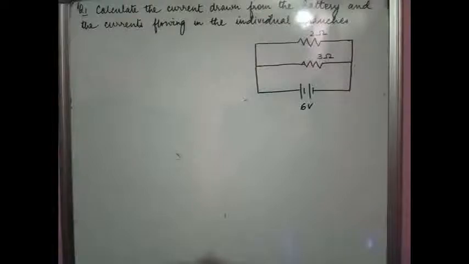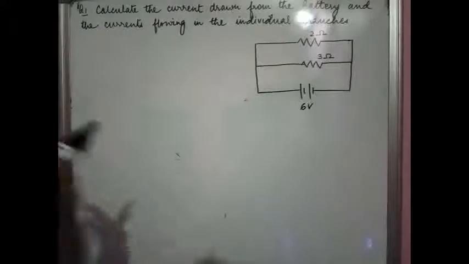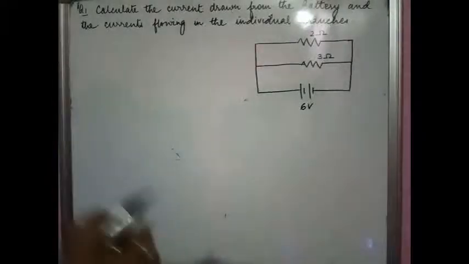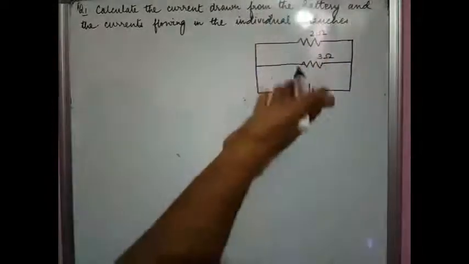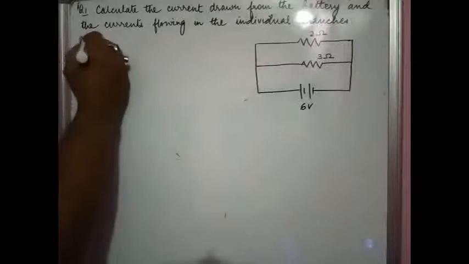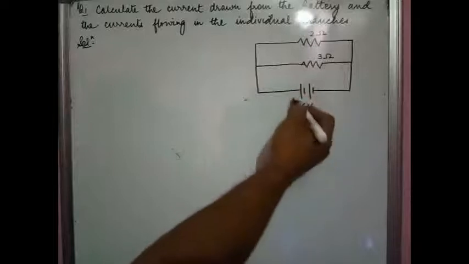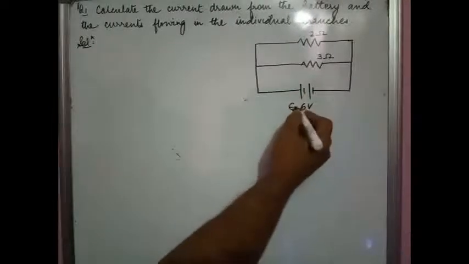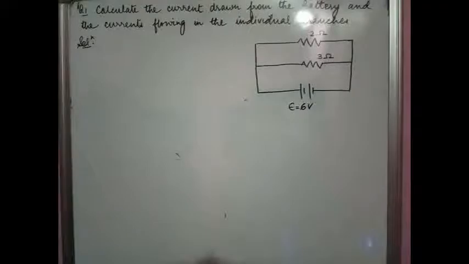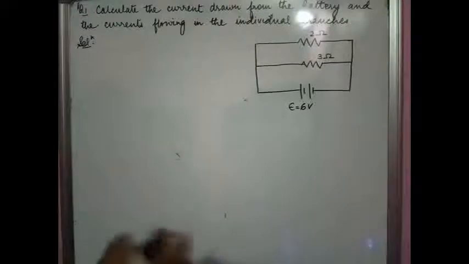Calculate the current drawn from the battery and the currents flowing in the individual branches. Now let us understand what this current drawn from the battery is and what these individual branch currents are. This is the circuit diagram that is part of this question. For the solution we need to understand the circuit diagram first. As you can see, it has a battery EMF of 6 volts, so the net battery voltage that this battery can supply is 6 volts.